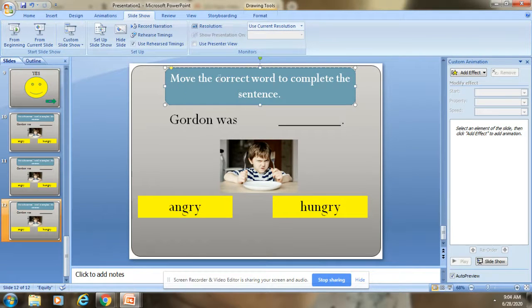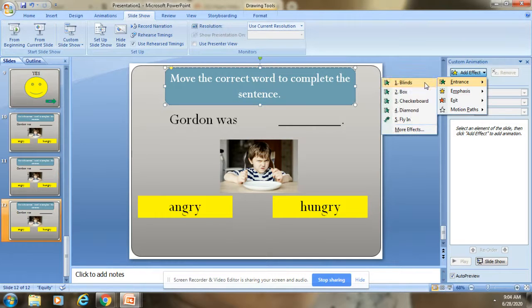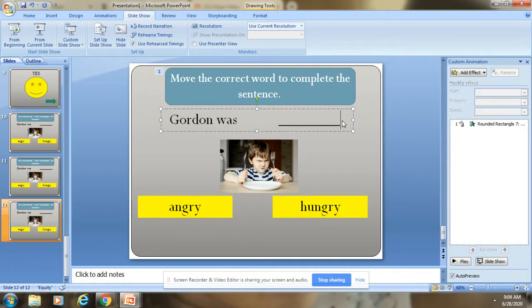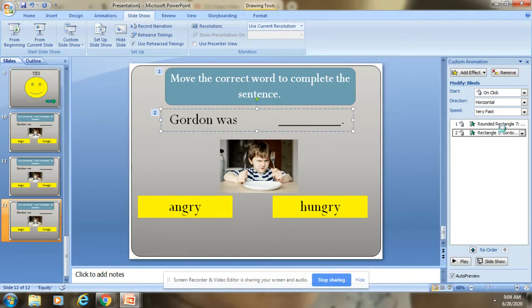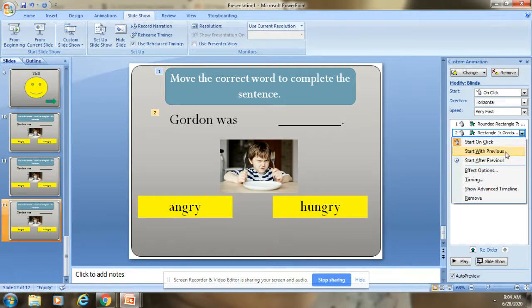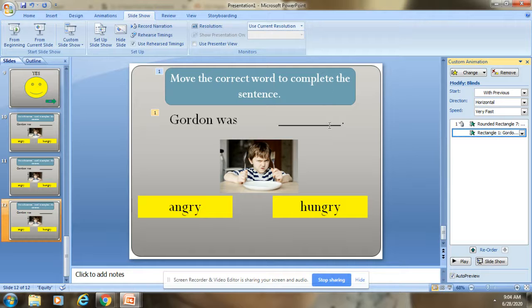So let's say I wanted to also have this as an effect, and I'm going to have it make an entrance. And maybe I want this to also have an effect, and I'm going to have this also make an entrance. And maybe I want these to come in at the exact same time. So I'm going to choose start with previous so that these two things come in at the same time. So pay attention to the numbers. So 1 and 1 means they're both going to come in at the same time.